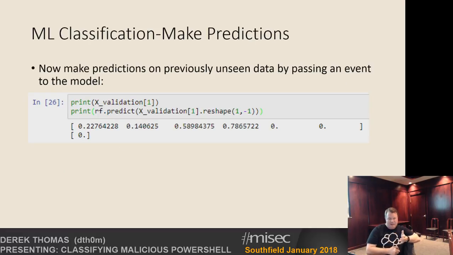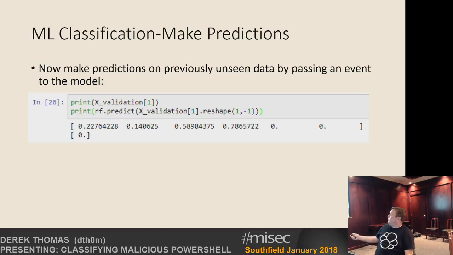Now here's an example of how to make predictions on previously unseen data. This is kind of what you might be interested in, right? You're like, well, okay, it's easy to create a model. I just have to get the training data, label the data, calculate these predictors. What do I do then, right? You just feed it an event. Here's X validation, which is the entirety of our data set. Here's just one event, though.